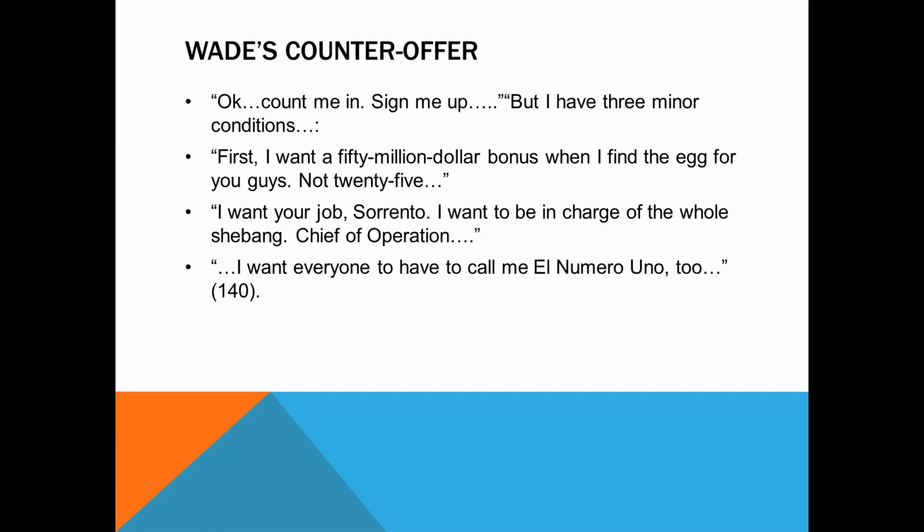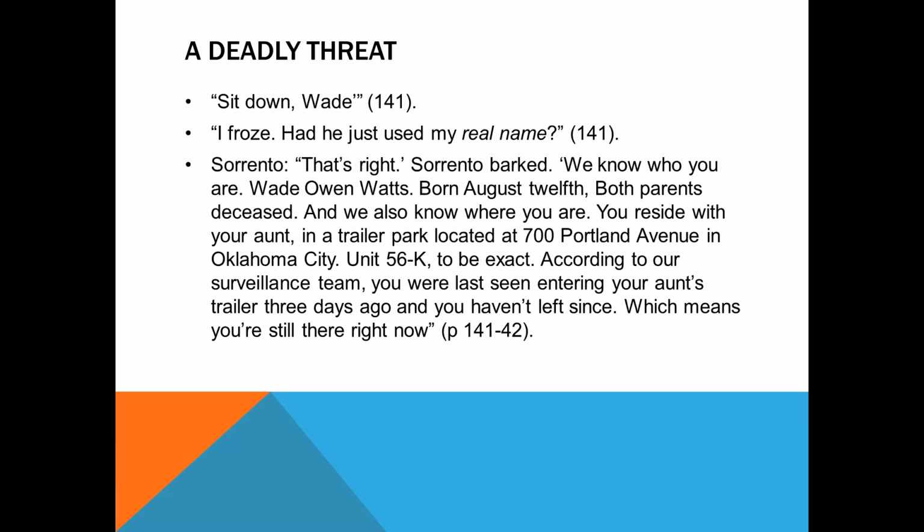Wade says, okay, with three conditions. I want a $50 million bonus when I find the egg for you guys instead of 25. I want your job, and I want to be in charge of the whole shebang, the chief of operations. But what is Sorrento's response? He says, sit down, Wade. And this is a cause for alarm, because Wade realizes that he had not given away his first name. As far as Sorrento was concerned, he was still Parzival.